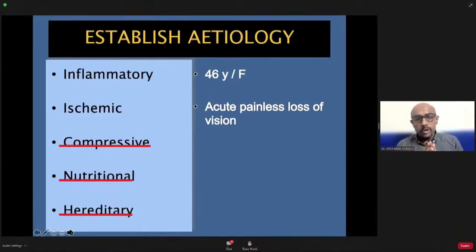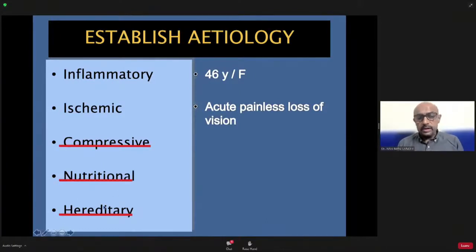Of course, examination of the fundus will give you the idea about the morphology of the optic disc. So once you have performed the optic nerve function test, the second question is, what has caused this unilateral disc edema in this 46-year-old female? These are the potential culprits. It can be optic neuritis, ischemic optic neuropathy, compressive, nutritional, or hereditary. This is a broad group of disorders that can present to you with an optic neuropathy.